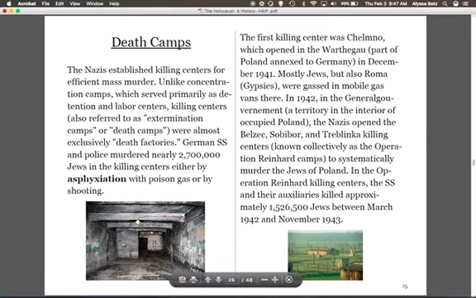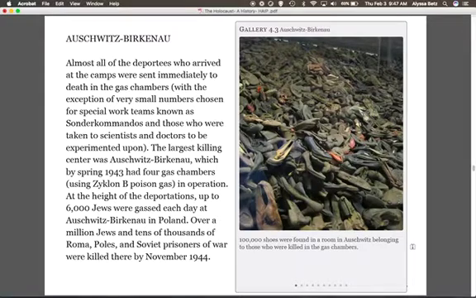Here is the outside of one of the killing centers. Basically, we have buildings set up with different gas chambers and crematoriums. Auschwitz-Birkenau. Almost all of the deportees who arrived at the camps were sent immediately to death in gas chambers, with the exception of very small numbers chosen for special work teams, known as Sonderkommandos, and those who were taken to the scientists and doctors to be experimented upon.